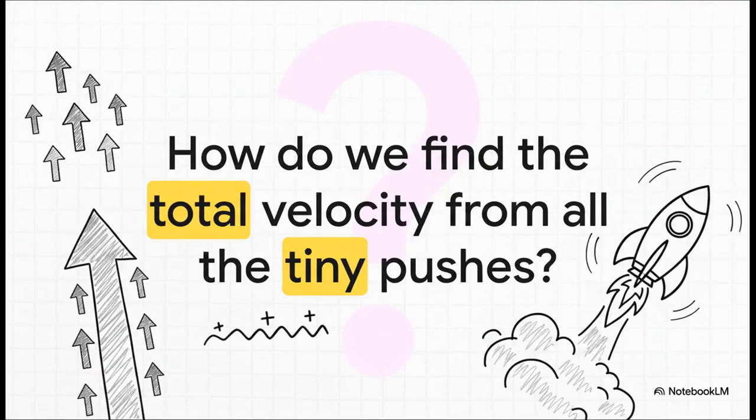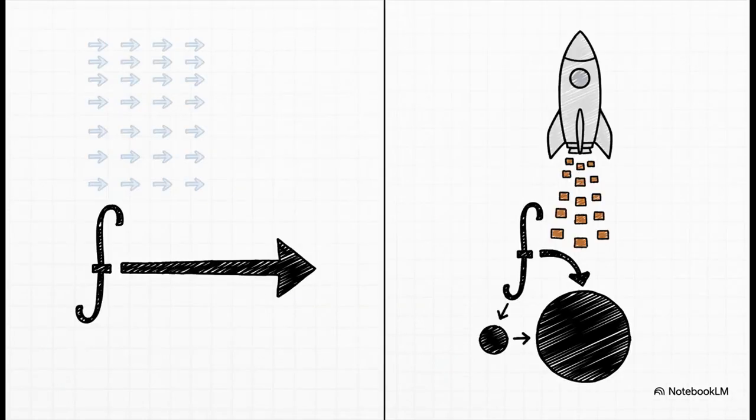Okay, so what we have now is an equation for one tiny infinitesimal kick in velocity. But we don't want just one tiny kick, right? We want the total final velocity after the engine's been burning for a while. So how do we add up all of those millions and millions of tiny little pushes? We integrate. Integration is really just a powerful way of summing up an infinite number of tiny little pieces.